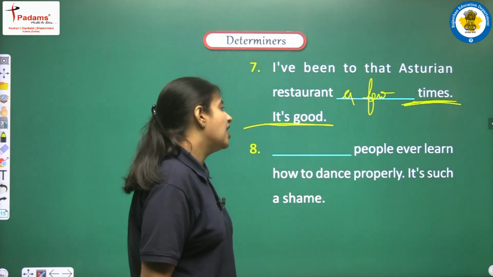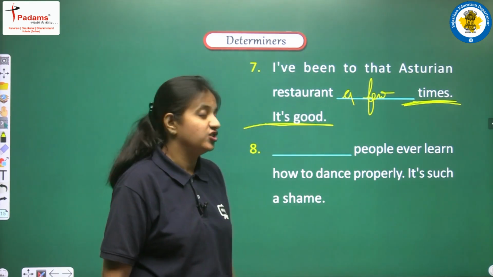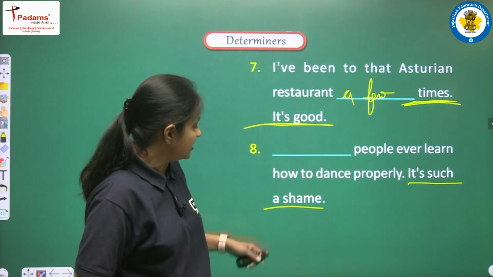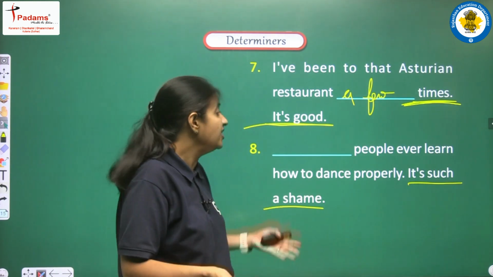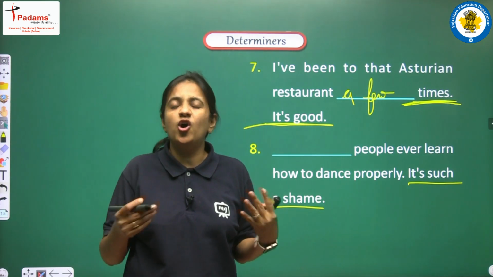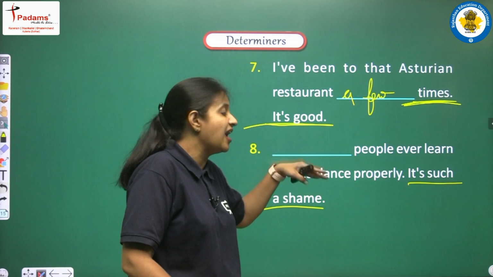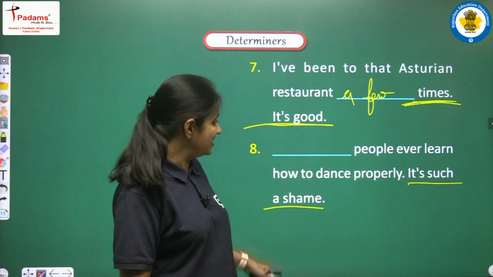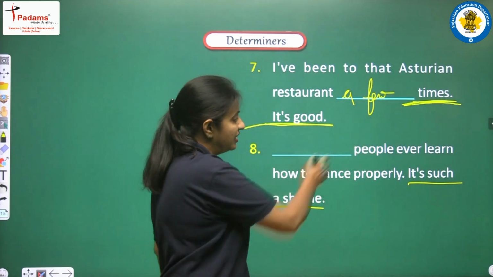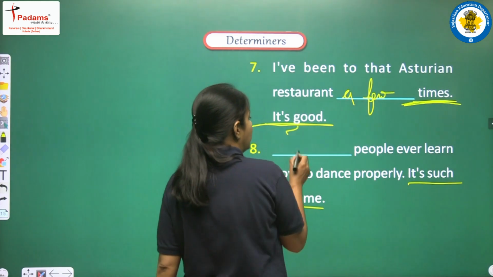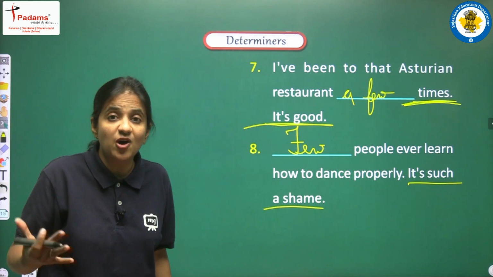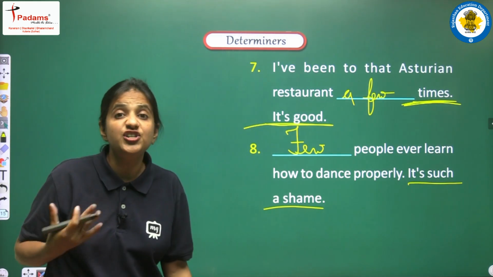people ever learn how to dance properly? It's such a shame. So just look at the second part in which we are trying to show that this something is a very shameful thing. Why? Because people ever learn how to dance properly. It means बहुत ही कम लोग जो है वो सीख पाते हैं how to dance properly, and this is the reason this is such a shame. So yes, we are trying to show negative sense, and people will know it's a countable noun. So here our answer will be few. It means few people ever learn how to dance properly, and yes, it's such a shame.